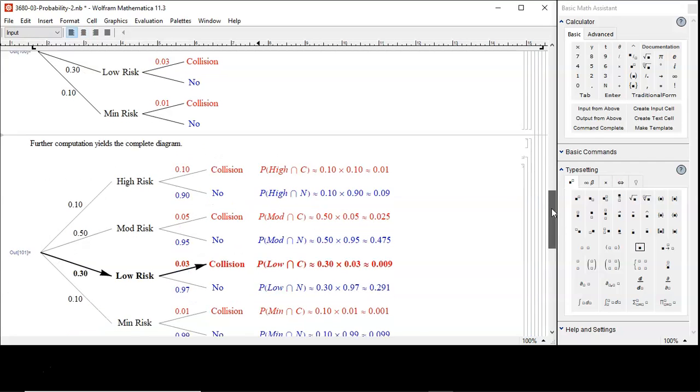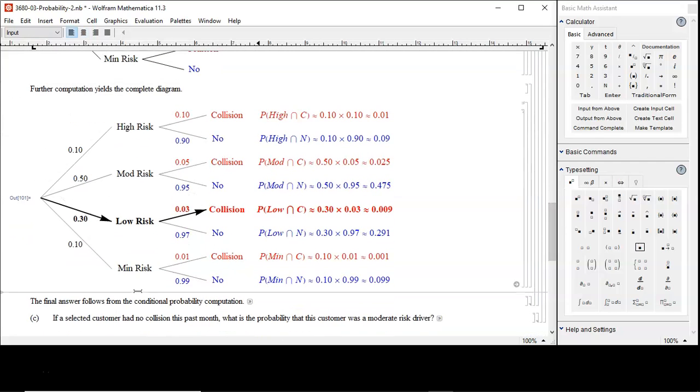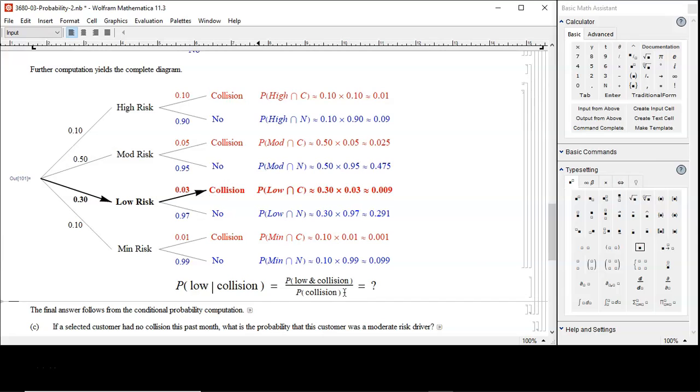Let me copy and paste here. How do you get collision? All these red. And how did it come from low risk? It's this particular path among all those four. So this one, highlighted in bold here, over all red.